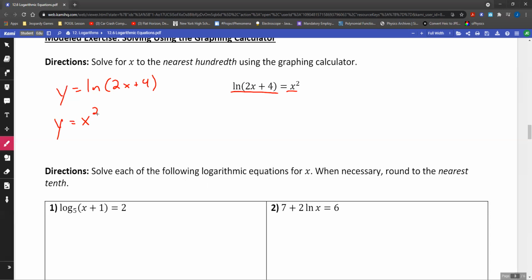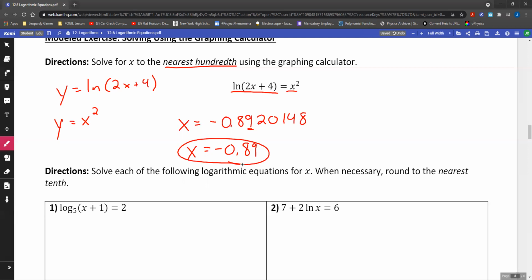So when I do that, I end up getting that they end up intersecting at x equals negative 0.89. Actually, let me write out the whole number. Now they want us to round to the nearest hundredth, so that's this point. Because the 2 right behind it is smaller than 5, we're just going to leave it as 0.89.